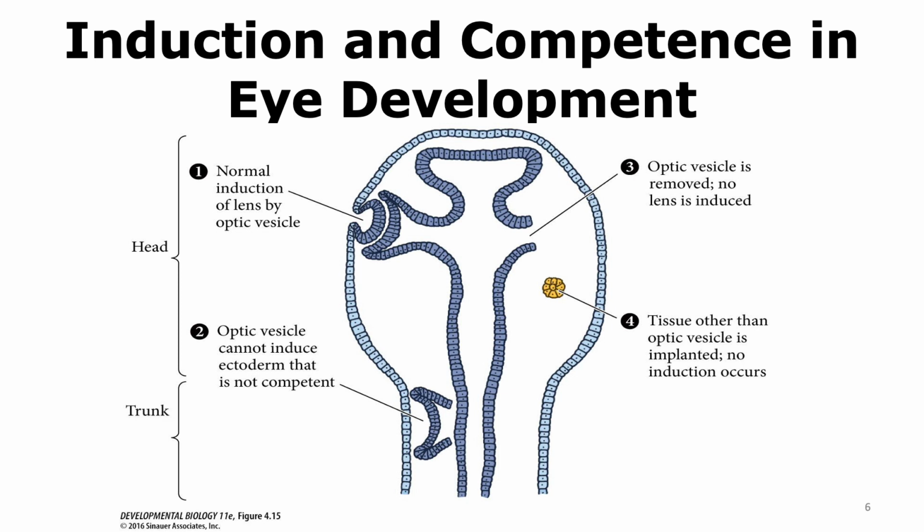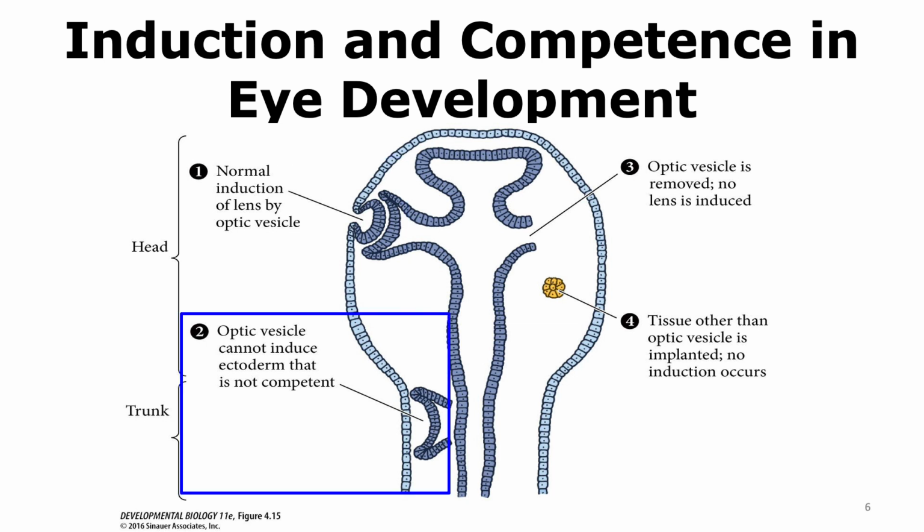Now let's look at this figure to understand induction and competence better. When we look at part 1 of the figure, this is where normal induction of the lens is formed by the optic vesicle. So the optic vesicle is inducing the process of lens formation in the tissues of the surface ectoderm that are present in the head portion of the embryo.